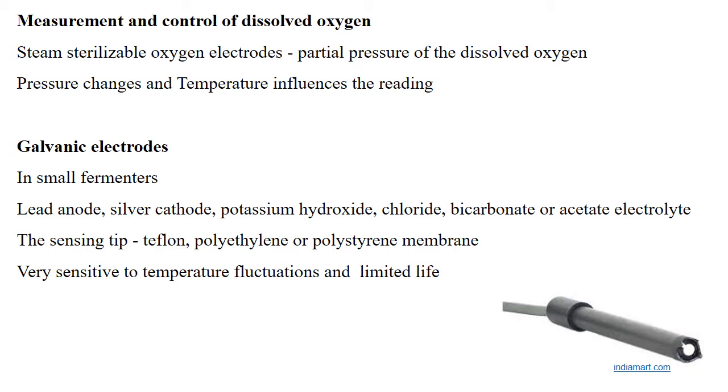In small fermenters, the common electrodes used are galvanic electrodes, which have a lead anode, silver cathode, and electrolyte such as potassium hydroxide, potassium chloride, potassium bicarbonate, or potassium acetate. The sensing tip of the electrode is generally a Teflon, polyethylene, or polystyrene membrane. This type of electrode works slowly and is very sensitive to temperature fluctuations, and due to corrosion, it has a limited life.